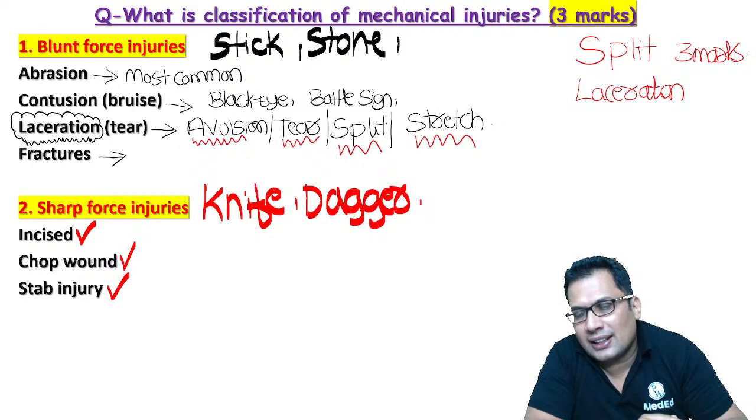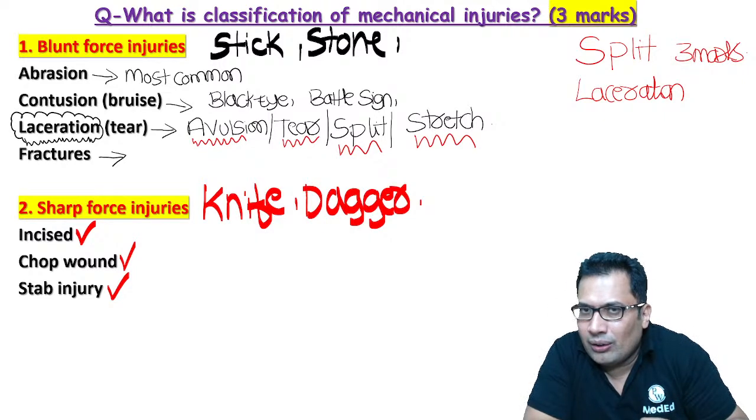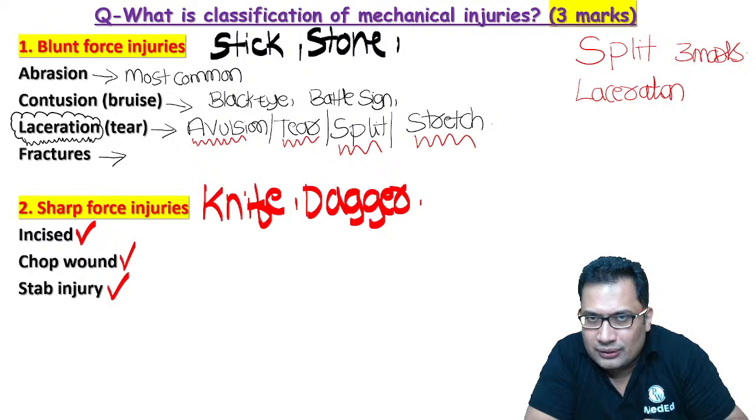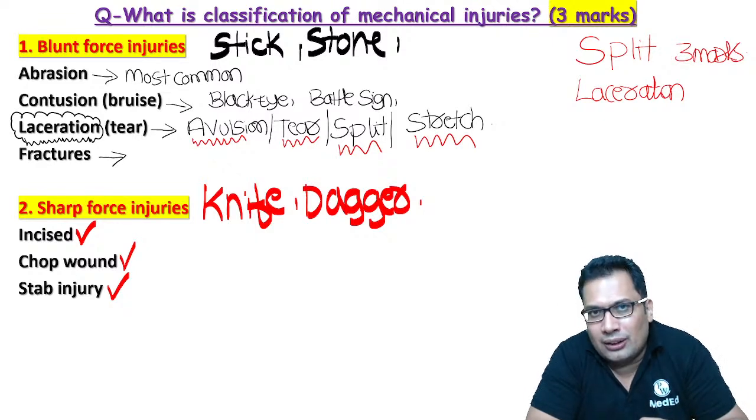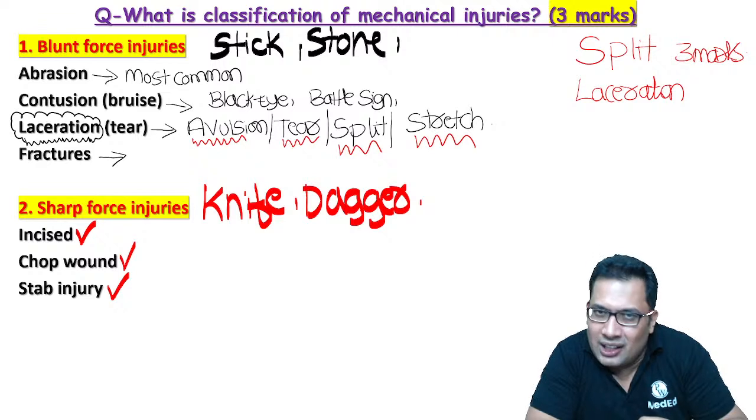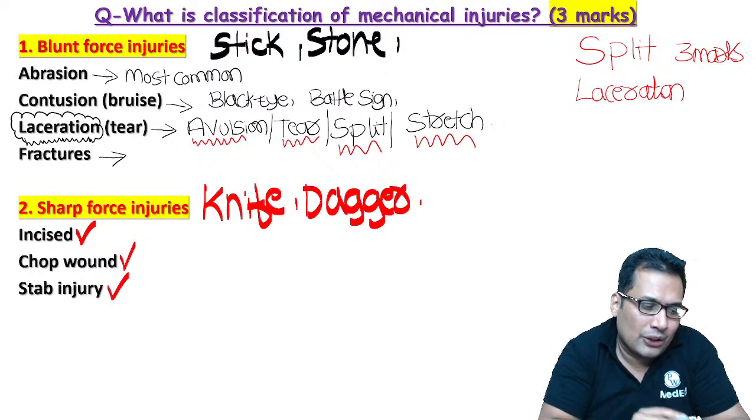Incised wound has dimensions: length, breadth, and also depth. In an incised wound, length is the maximum dimension. In a stab injury, depth is the maximum dimension. For example, a stab injury over the abdomen. So depth is the highest dimension in stab injury.